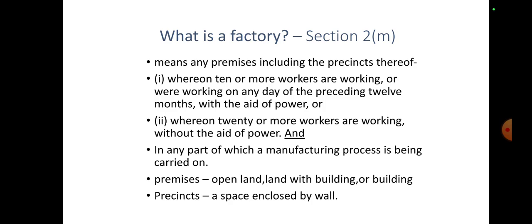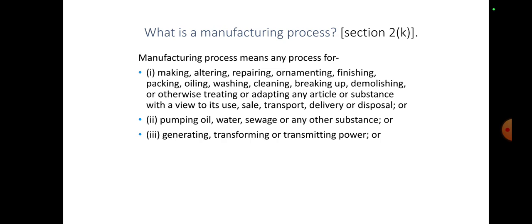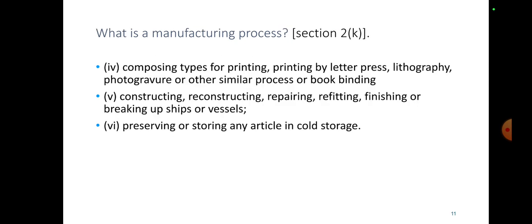Here again the meaning of premises and precincts have been given. And now, we shall understand what a manufacturing process is. We all know manufacturing process means a process of making, altering, repairing, ornamenting, finishing, packing, oiling, washing. So different types of work come into the picture, or breaking up, demolishing, breaking down, cleaning. All that we can call a manufacturing process, or pumping of oil, water, sewage, generating, transforming, like that.